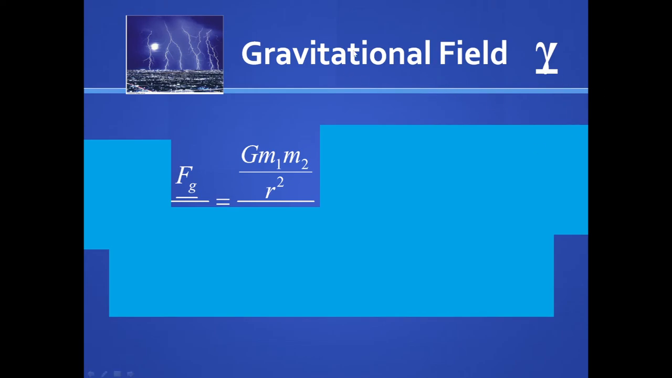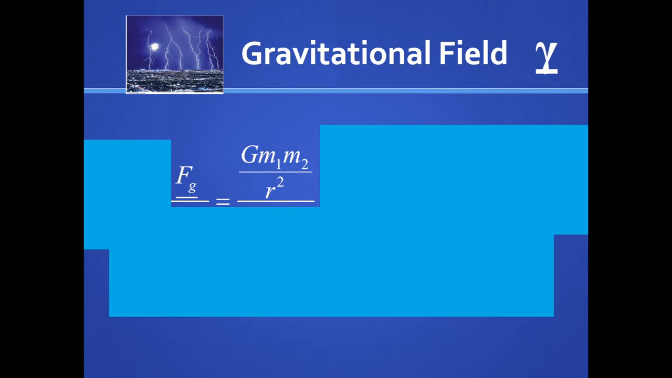Currently, what I have on screen, Fg equals big G times M1 times M2 divided by R squared, that is the universal law of gravitation formula. That is the formula that is used to calculate the gravitational force between any two objects with mass. And if you'll kind of mentally compare that to Coulomb's law, they both calculate forces. They both involve some constant, K for Coulomb's law and big G for gravitational law.